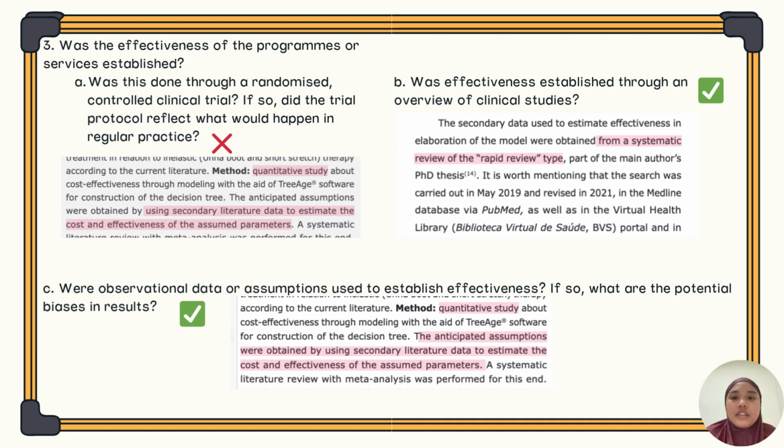The study's anticipated assumptions were obtained by using secondary literature data. Point B is yes, because the effectiveness data was derived from a systematic review with meta-analysis. The secondary data used to estimate effectiveness were obtained from a systematic review of the rapid review type, a part of the main author's PhD thesis. The meta-analysis included 12 randomized clinical trials. Point C is yes. The effectiveness data were estimated using anticipated assumptions obtained by using secondary literature data.